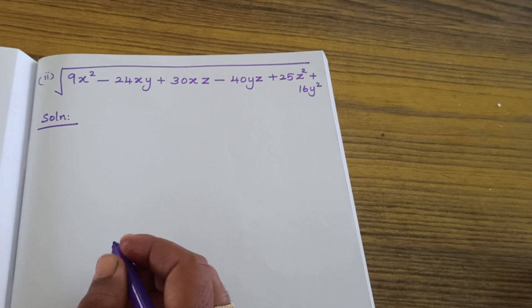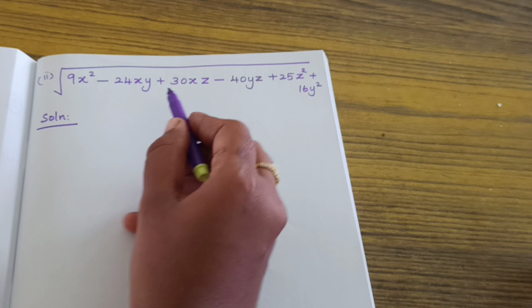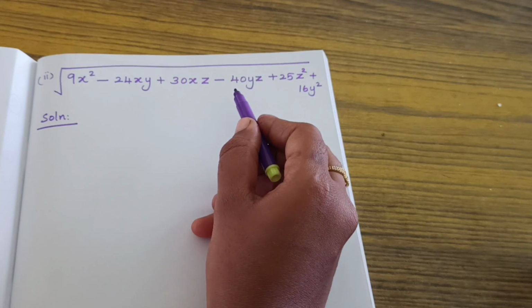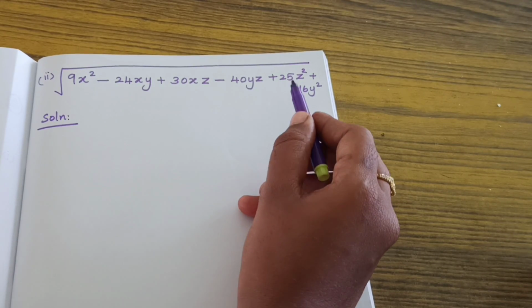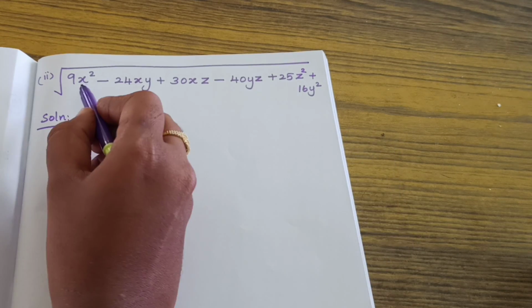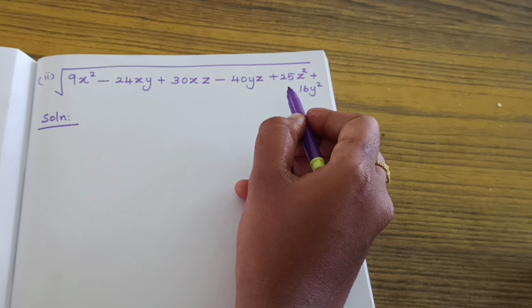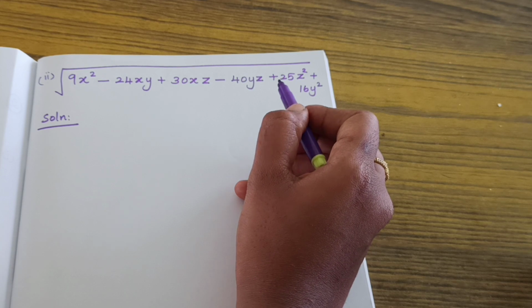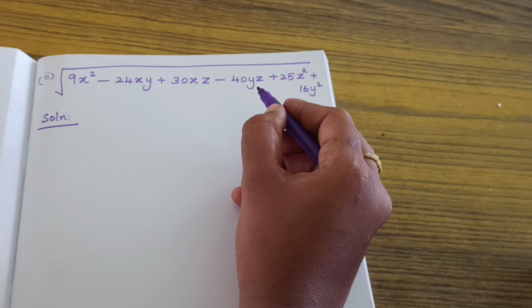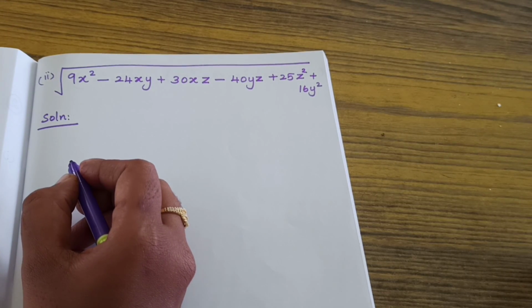Second subdivision. Square root of 9x square minus 24xy plus 30xz minus 40yz plus 25z square plus 16y square. This is a very long expression, no? Which formula is suitable for this? Already we solved one problem like this in an example. Do you remember that? Okay, let's listen one more time. I can solve this so you will get a better idea.